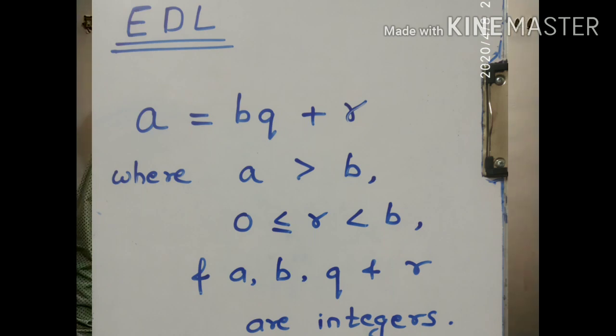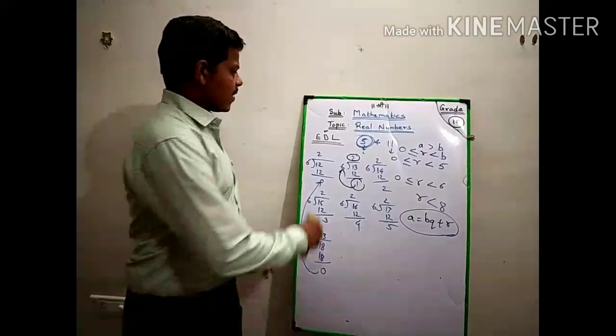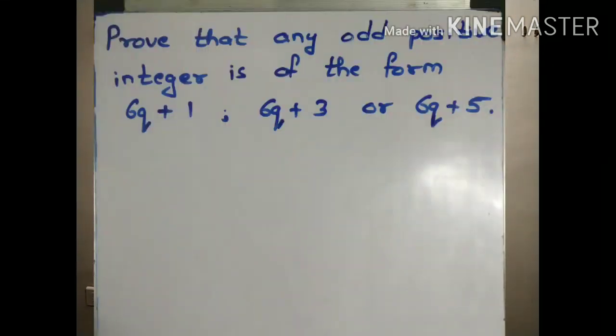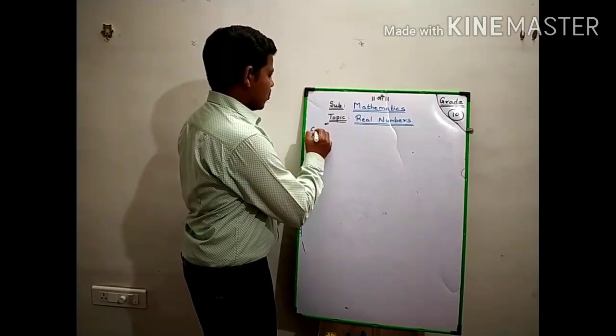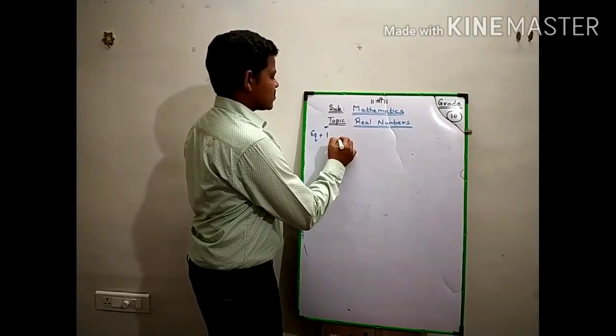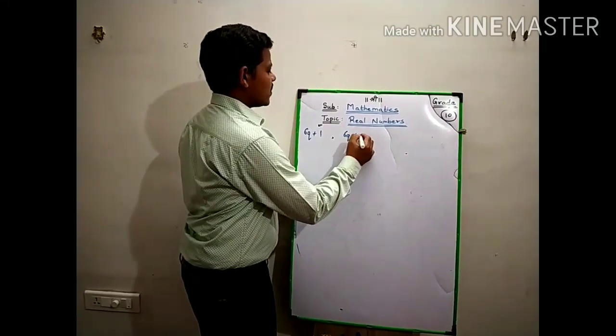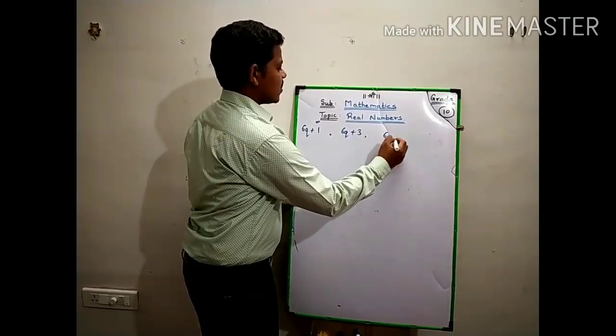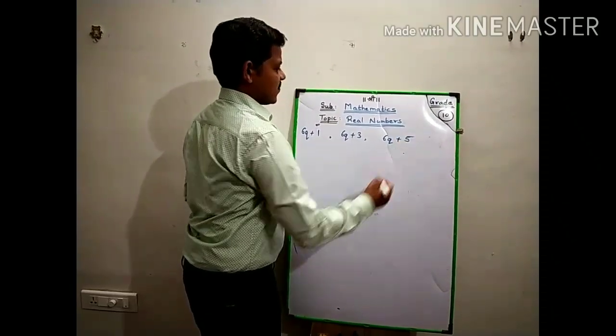So what we'll do right now is that you will be seeing a question on the screen. This is the question from our first exercise, wherein they are telling us to prove that any odd positive integer is of the form 6q plus 1. I am writing it on my board over here: 6q plus 1, 6q plus 3, 6q plus 5.